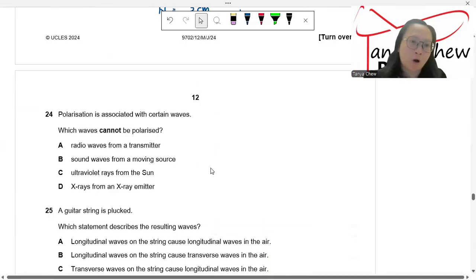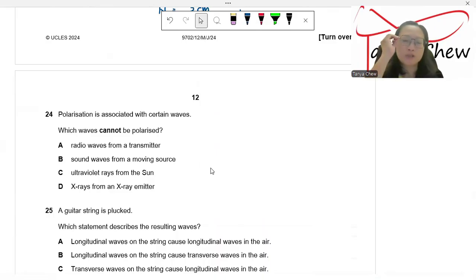Question number 24. Polarization is associated with certain waves. Which waves cannot be polarized? The only wave that cannot be polarized is sound wave, right? That is why the answer is B.